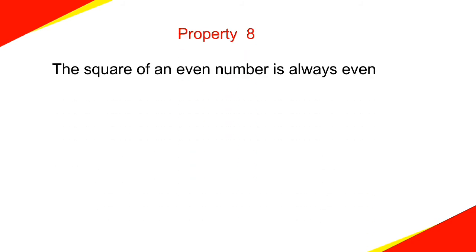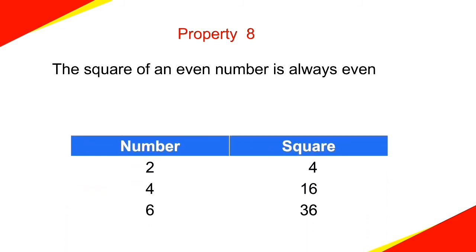The square of an even number is always even. Look at this table. Here the numbers are 2, 4, 6. These are the even numbers. So when you square even numbers, you also get even numbers. 2 squared is 4, 4 squared is 16, 6 squared is 36.